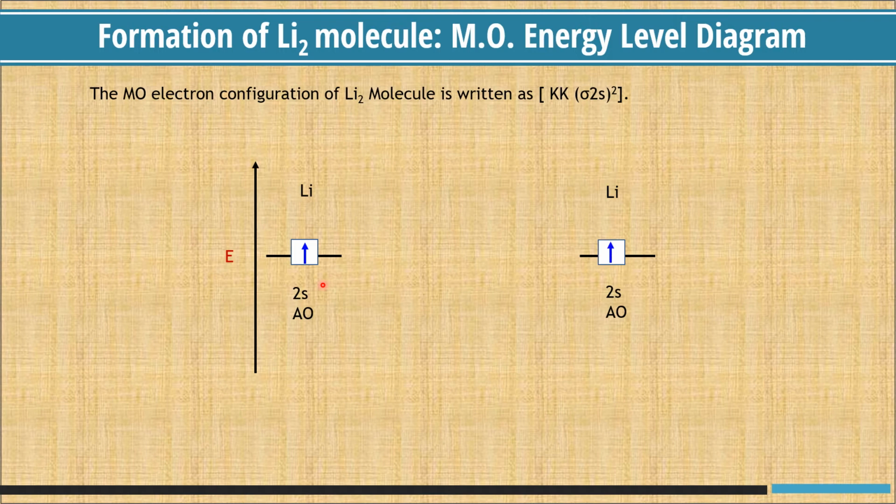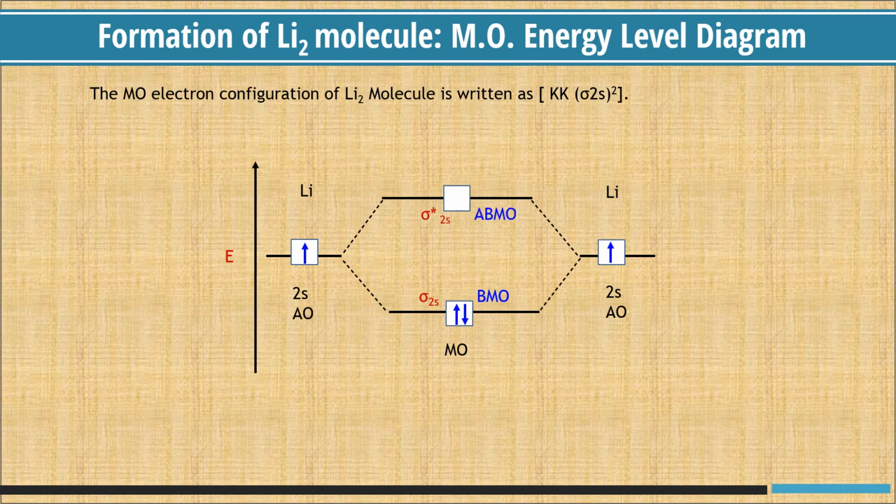When the 2s orbital of the first lithium atom combines with the 2s orbital of the second lithium atom, they give rise to two molecular orbitals, one bonding molecular orbital and the second an antibonding orbital. Both lithium atoms share their electrons in the molecular orbital, so both electrons enter into the sigma 2s bonding molecular orbital, and there are no electrons in the sigma star 2s antibonding molecular orbital.